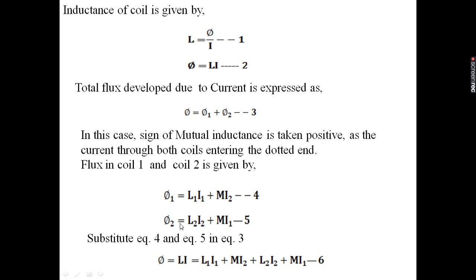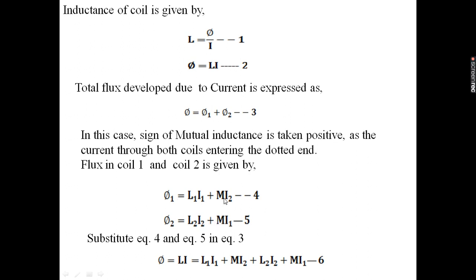Similarly, if you take flux phi2, that is the flux with coil 2, in that case also you will have some self-induced flux and some mutually induced flux, mutually linking flux. So you can see here this is the self-induced flux. This flux is because of current flowing through coil 2. So the self inductance of coil 2 times current I2 is the self flux, plus the flux produced by coil 1 linking with coil 2, which is M I1.